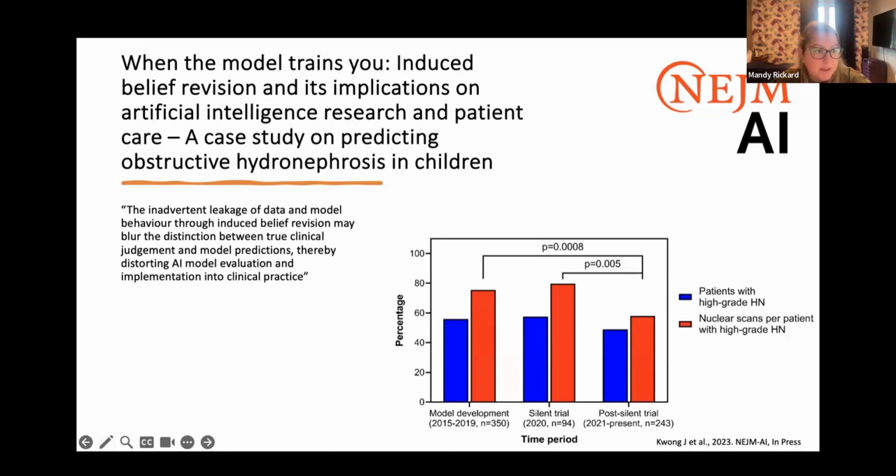Thankfully, this model has proven to be accurate and has been externally validated already, but this phenomenon could occur with any model. If the same individuals are participating in all phases of a project, that could pose harm to patients. Therefore, we propose that induced belief or vision bias be considered when conducting machine learning research in medicine.